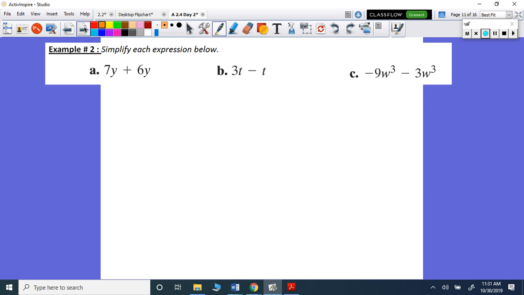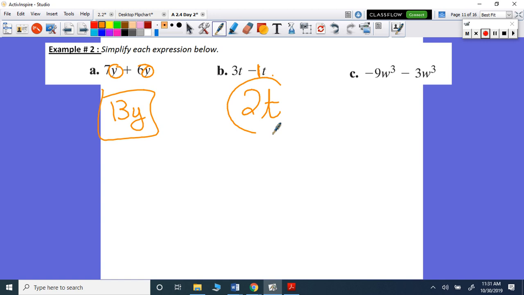All right. Do we have like letters here? Are they both a Y? If I have 7 of them and I add 6 more, how many Y's do I have? 13. Maddie, if I have 3 T's, and I remember that no number is a 1, and I take away one of those T's, how many do I have? 2 T's. It is that easy. You're probably going to second guess yourself tonight. Do the next one.